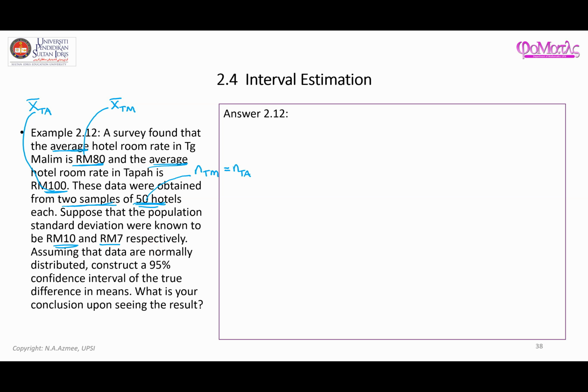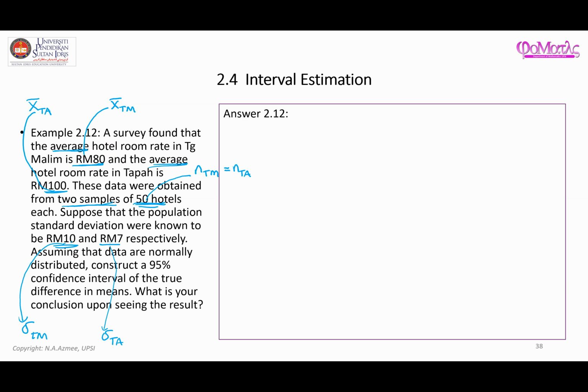So when you see the word respectively, it basically means that the values here are following the order given by the previous sentence. The previous sentence talks about Tanjung Malim first and then Tapa. So therefore, this must be the value for standard deviation of Tanjung Malim, because they talk about Tanjung Malim first, and then 7 ringgit here is the population standard deviation for Tapa.